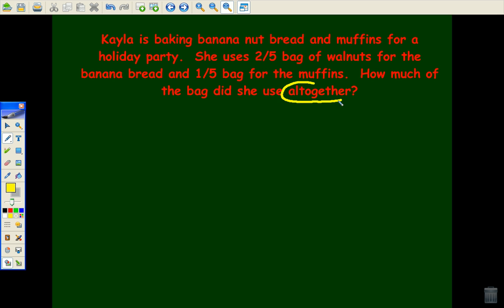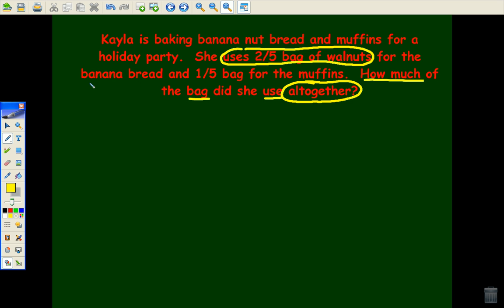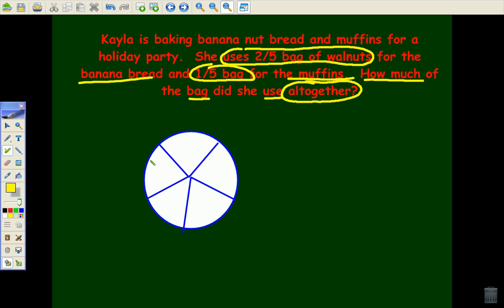So I'm looking for how much of the bag she used, and it says she uses 2/5 of the bag for the banana bread and 1/5 of the bag for the muffins. So I have drawn a visual. It's not the best visual, and we talked about how when you draw fractions, some of the limitations involve not being accurate on your drawings. So here's a perfect example. But I'm going to use this illustration to help me out first of all.